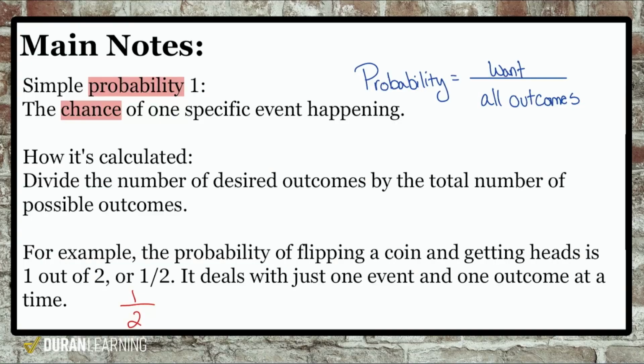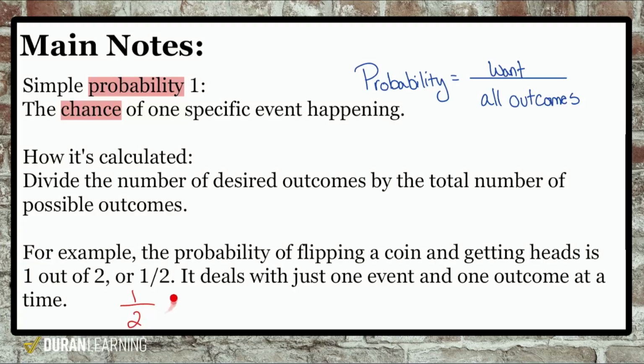But if we're talking about the probability of flipping a coin, everybody, we have heads and we have tails. How many total possibilities is that? When we're flipping a coin, we have heads and tails. Yeah, so that makes 2 possibilities, heads or tails. And that's where the 2 comes from down here. Again, all outcomes is on the bottom. There are 2 possibilities when flipping a coin.